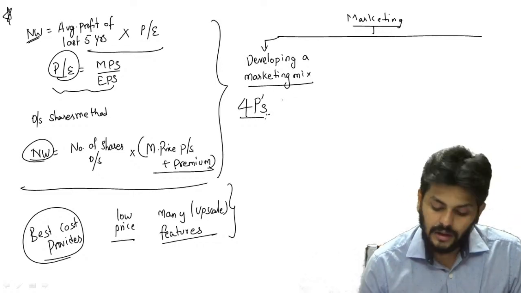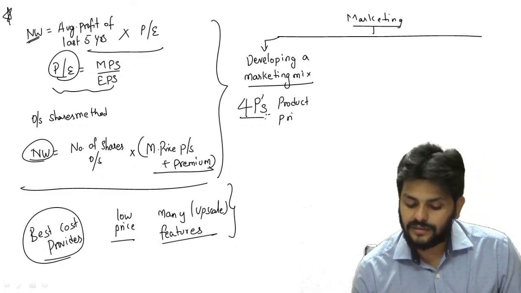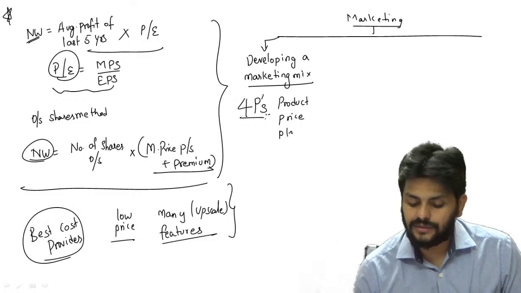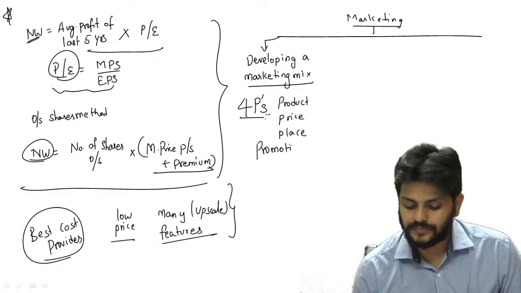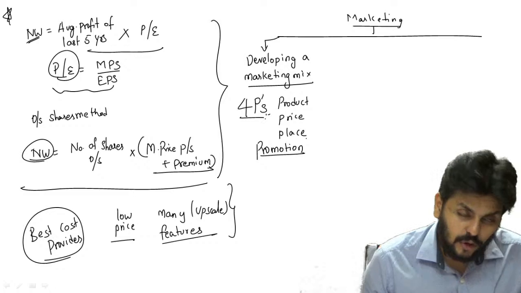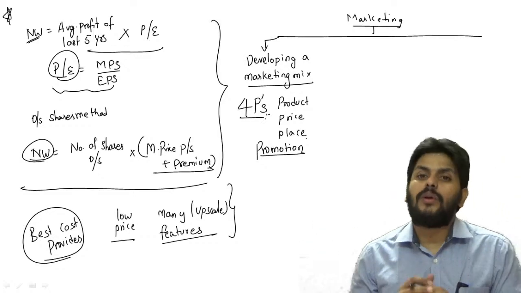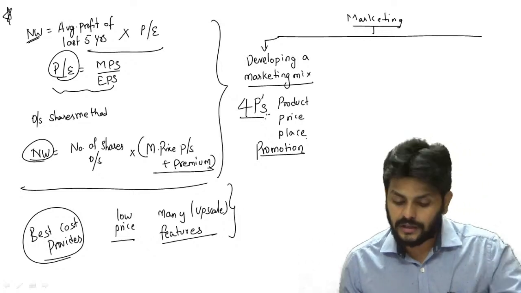Very good. Product, price, place, and promotion. Product, price, place and promotion are the 4 P's that are involved in developing a marketing mix. A right mix of all this only will make a product reach the customer.